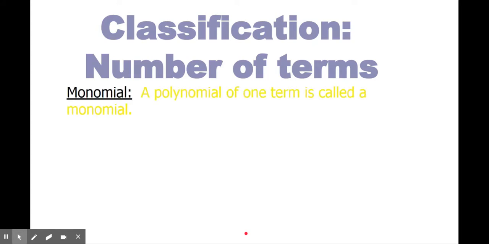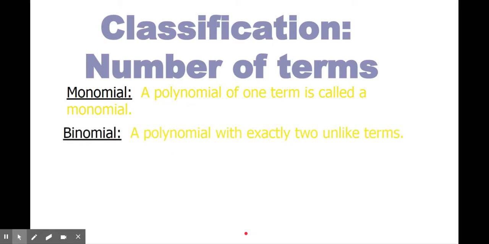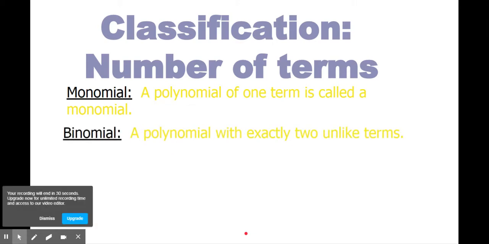Classification of polynomials on the basis of number of terms. A monomial is a polynomial of only one term. A binomial consists of the prefix bi. So a polynomial with exactly two terms is called a binomial.